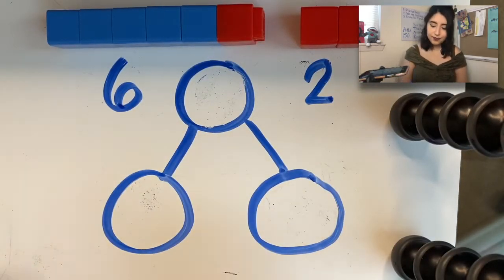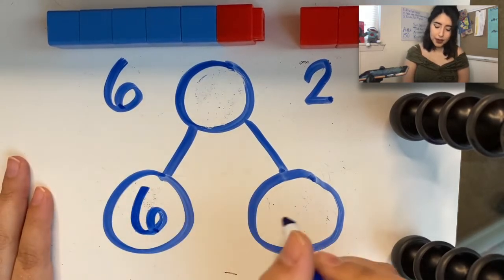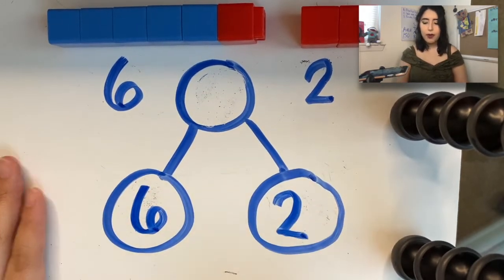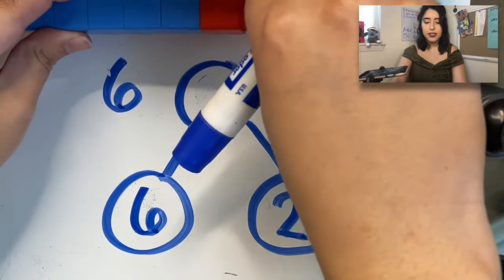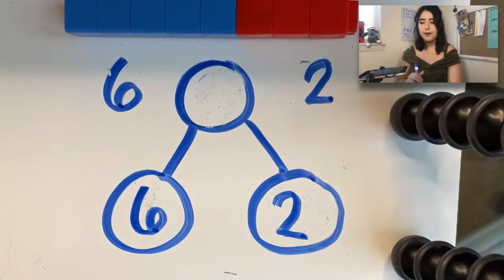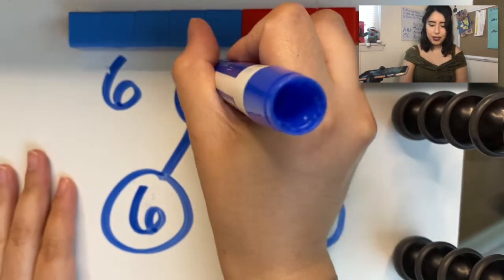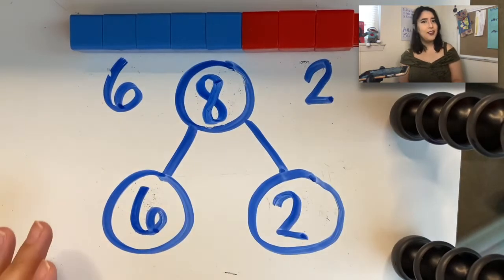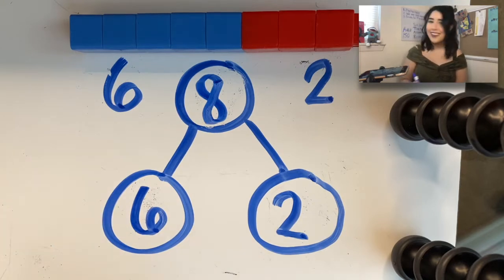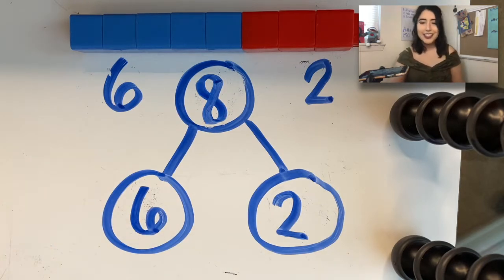Our parts. And what is our whole? When we put those two numbers together, 6 and 2, what do they make? 8. Ooh, someone is whistling outside and they sound good at it. Wow. Okay, 6 and 2 make 8.